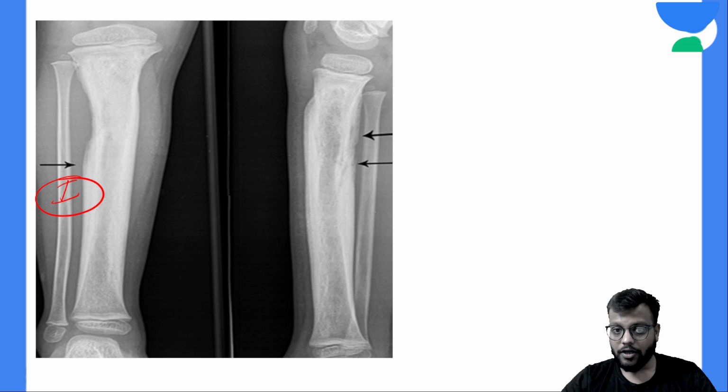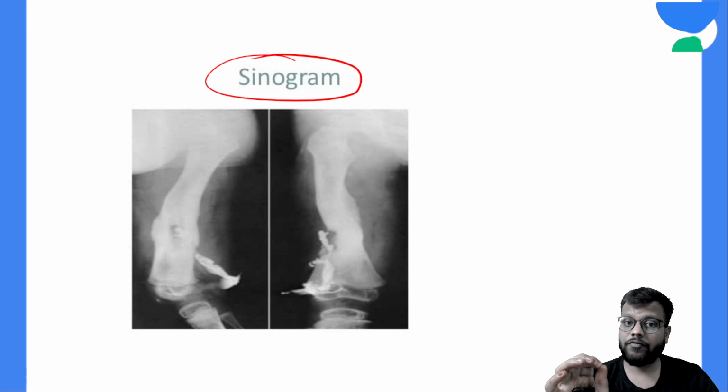Now what is sinogram? Sinogram is to know the entire tract of the cloaca and to identify what the main focus is. You put a radio-opaque dye into the sinus opening, then you go for serial X-rays to know the entire path of the osteomyelitis and the cloaca. So this is called your sinogram.